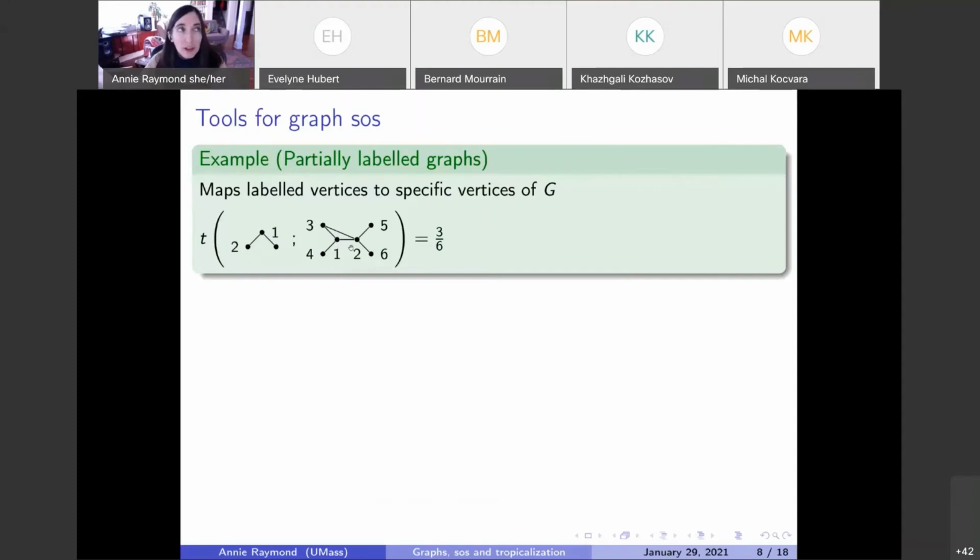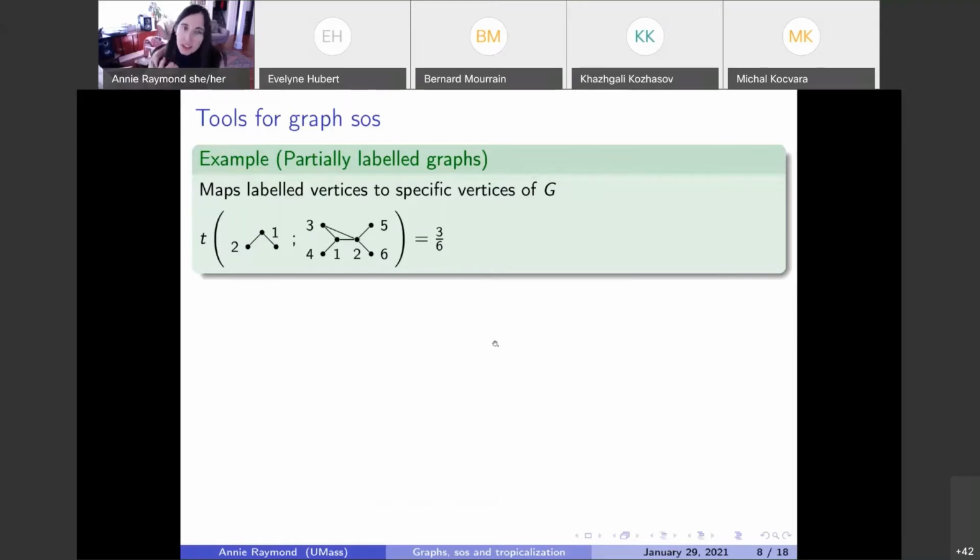So here I'm looking for the homomorphism density of my partially labeled graph into my larger graph. Only my unlabeled vertex can go anywhere, right? My vertices 1 and 2 have to go to some predetermined place. So for my unlabeled vertex, there are 6 places where it can go. It could go to vertex 3, it could go to vertex 4, and it could go to vertex 2, but it cannot go to vertices 1, 5, or 6. Then I wouldn't get that each edge is sent to an edge.